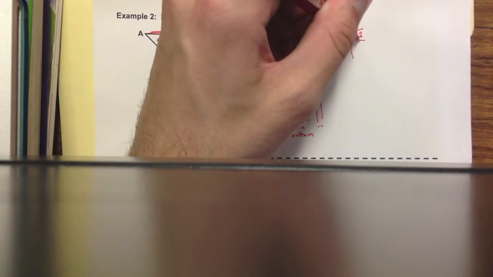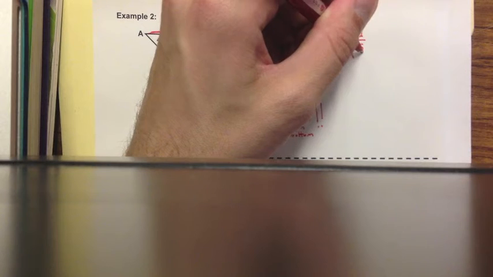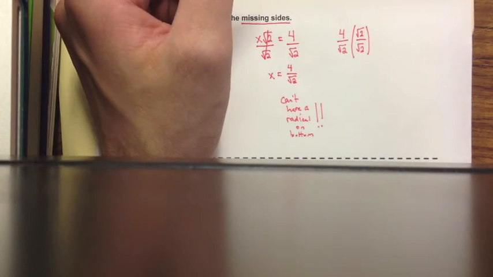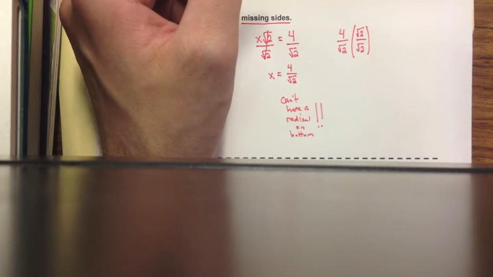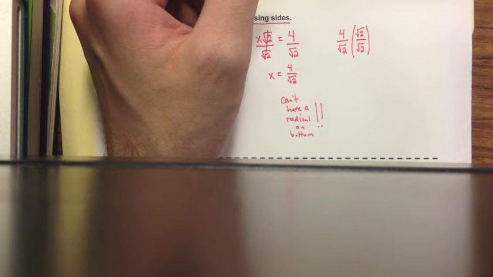And let's take that fraction and multiply it by what we need to multiply it by, radical 2 over radical 2, to get rid of that radical. Do this work and move on to example 3.